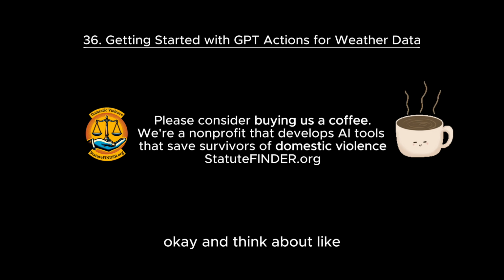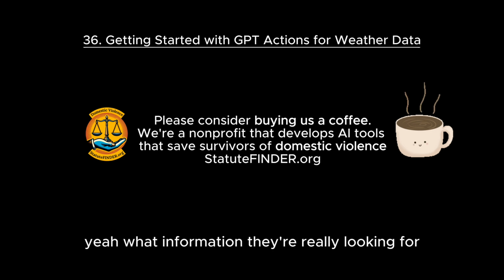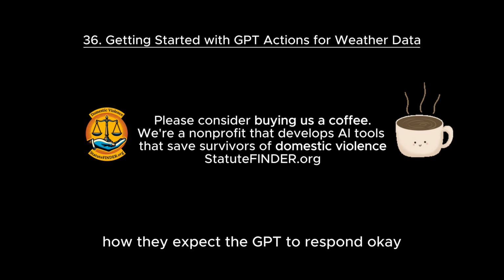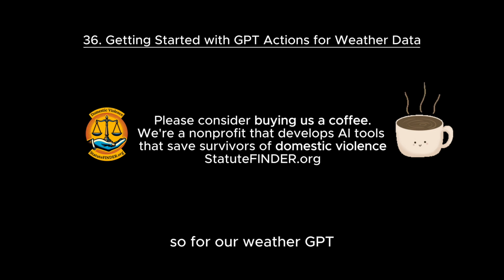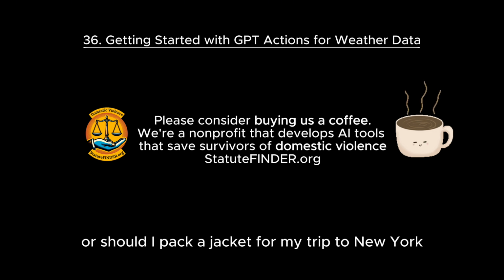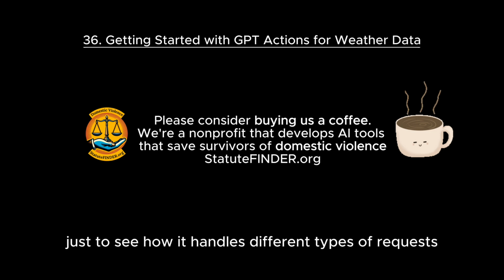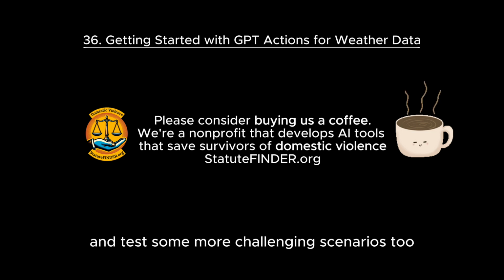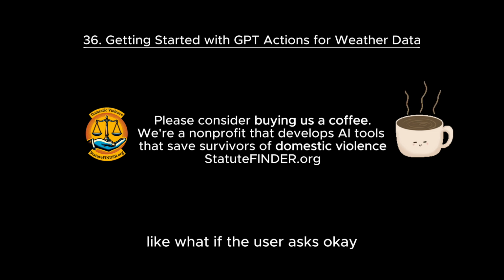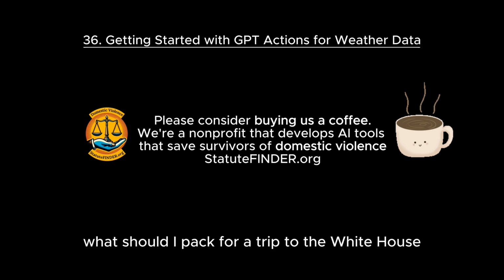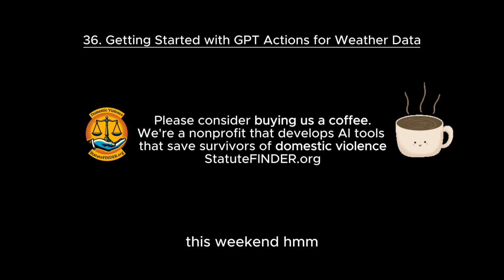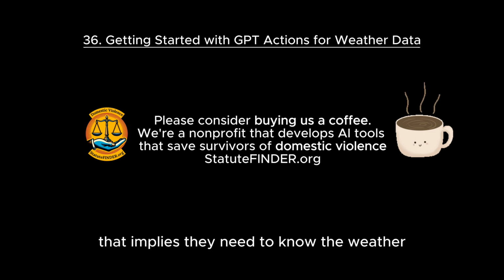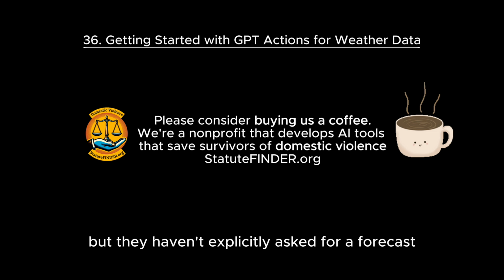and think about the different ways they might phrase things, what information they're really looking for, how they expect the GPT to respond. Okay, so for our weather GPT, I might ask questions like, what's the weather like in D.C. this weekend? Or should I pack a jacket for my trip to New York? Exactly. Just to see how it handles different types of requests. And you can get creative and test some more challenging scenarios too. Like, what if the user asks, what should I pack for a trip to the White House this weekend? That implies they need to know the weather, but they haven't explicitly asked for a forecast.